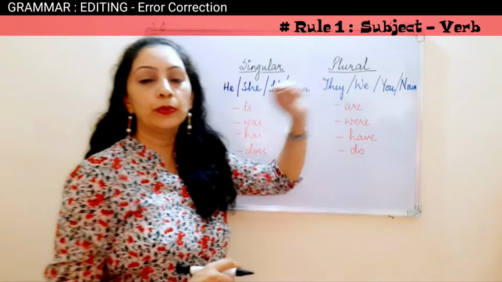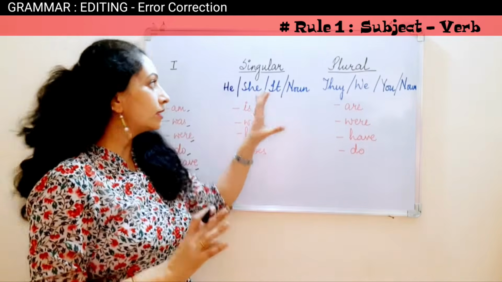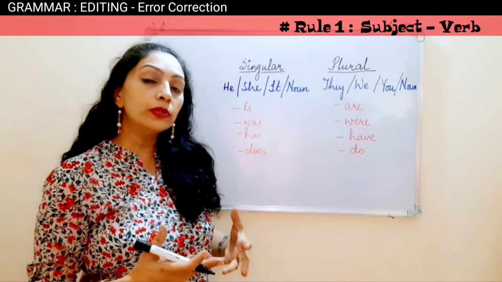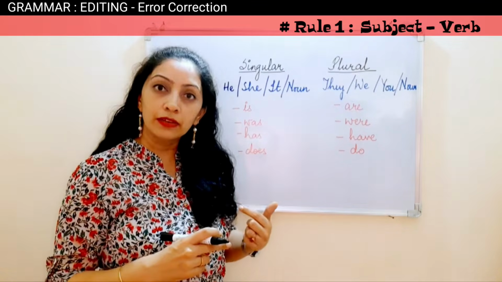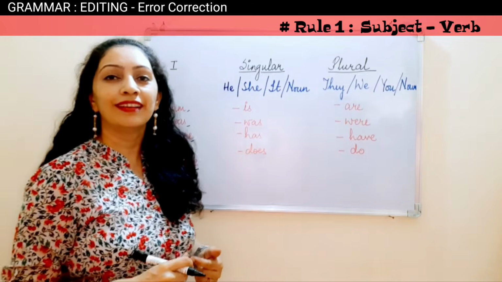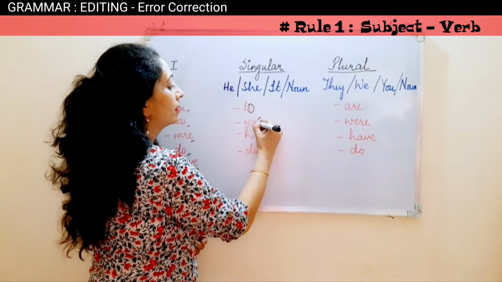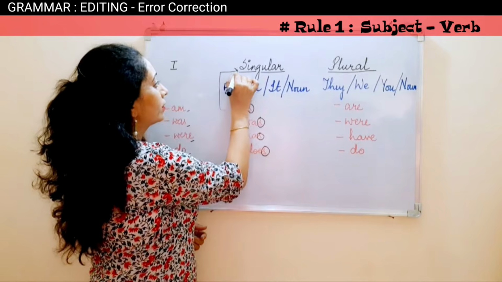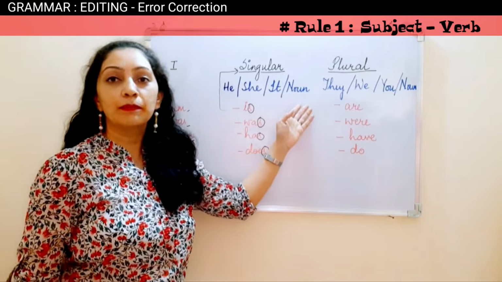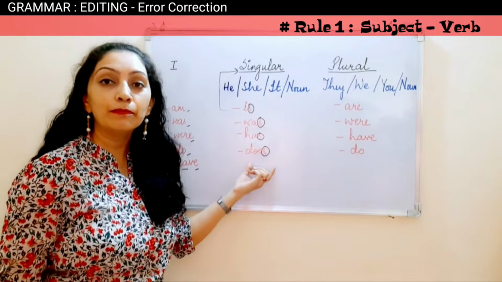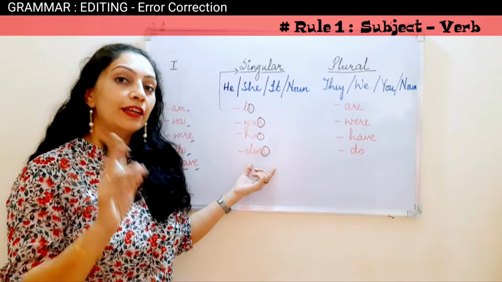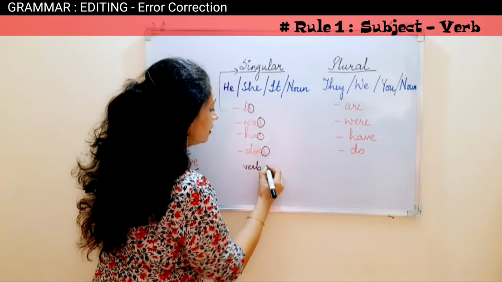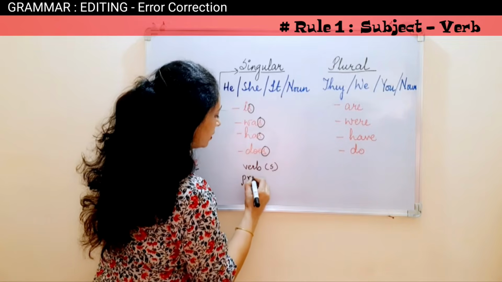Now, when it comes to singular or plural, there is one trick that you can remember. With singular, when you have helping verbs like these, is, was, has, does. Now, how do you remember which helping verb will come with singular subjects? It's very simple. All the helping verbs that end with S will go with singular. So whether it is he, she, it, or somebody's name, the helping verbs will always end with S. And if there is any other verb, a normal verb, an action word, then that verb will also take an S in case of present tense.